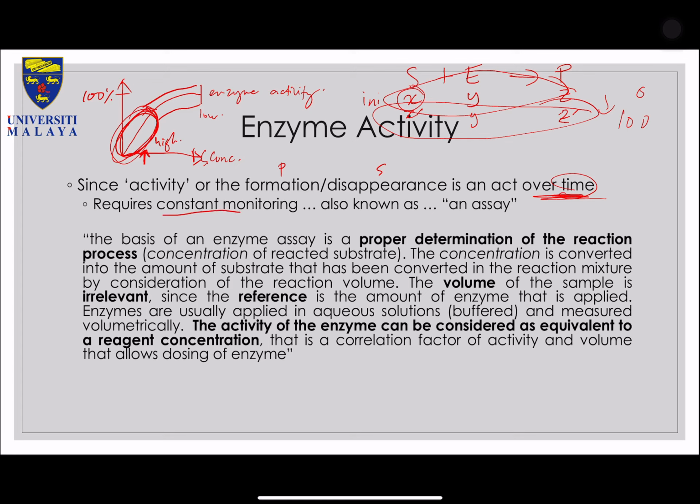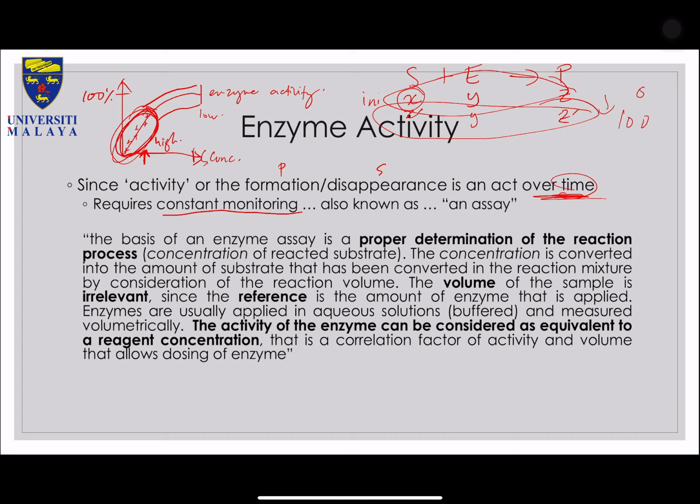So that's why you do constant monitoring. When you do your experiment, you will get a value of activity at a few time points, and from those time points you construct your plot so that you can get a proper, straightforward graph. That goes back to some photometric theory that we will look at after this.